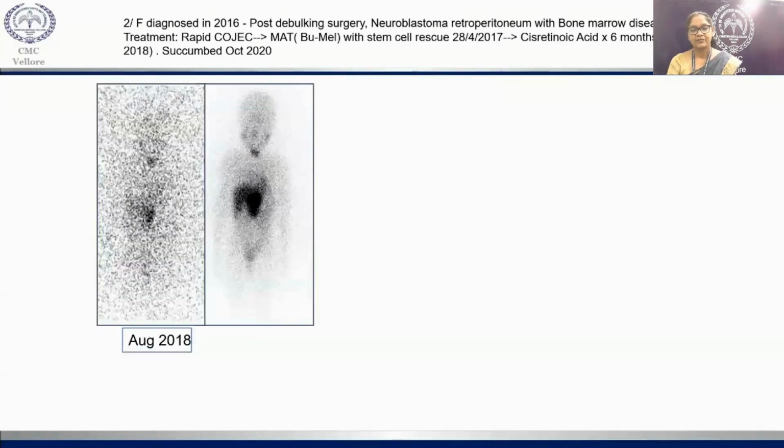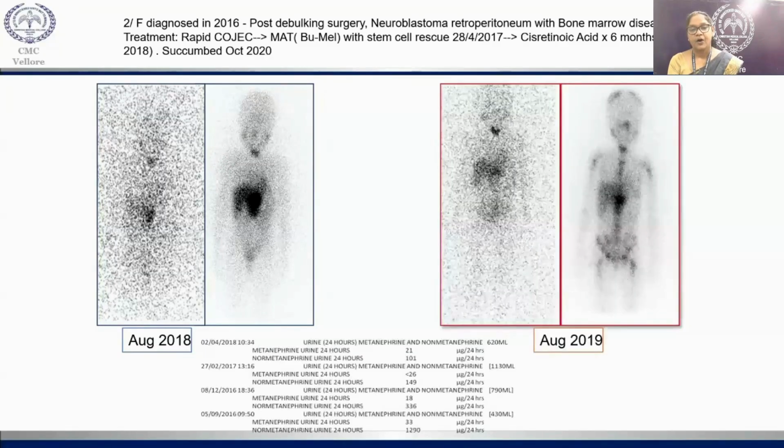Let's look at one of the diagnostic images of a child who was diagnosed with neuroblastoma in 2016 and underwent extensive treatment. The diagnostic scan in August 2018 shows a retroperitoneal mass, which is very avid on MIBG. On follow-up, you can see that there are several other lesions which have taken up, including the skeletal lesions. This child, after extensive treatment, succumbed to her disease.